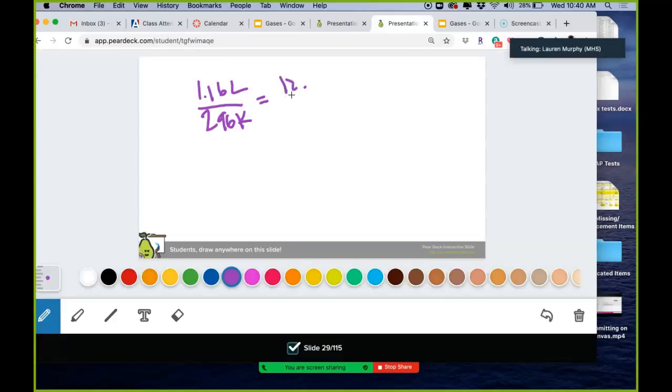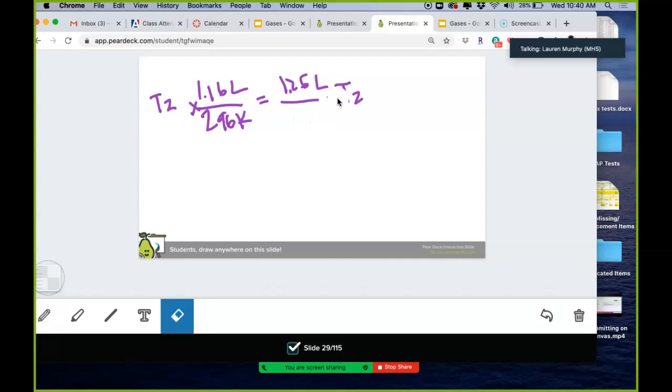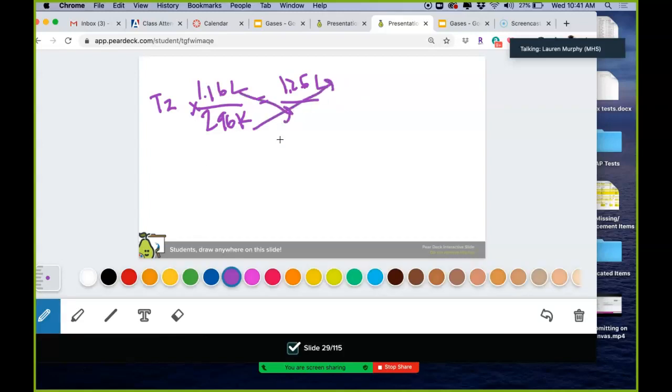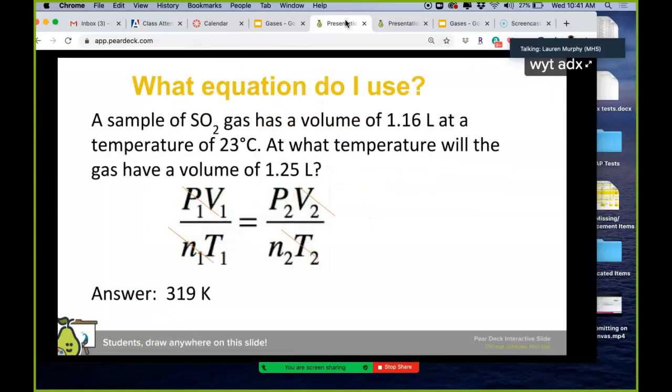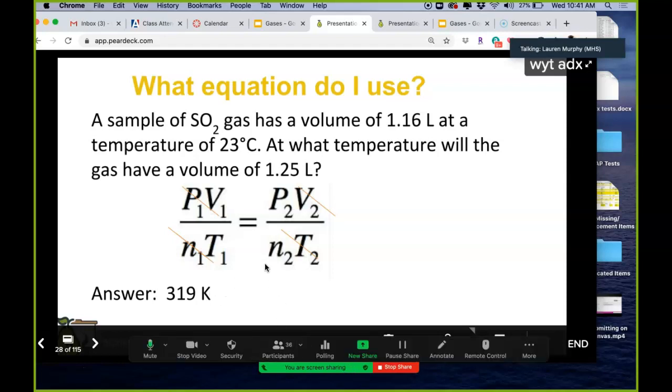So 1.25 liters over T2. Again, a variable in the denominator. Multiply both sides so you can get the variable out of the denominator. So this cancels, and the 1.16 comes down here, and the 296 goes up here. So it ends up being 1.25 liters times 296 Kelvin divided by 1.16 liters, all equals T2. Liters cancel, and these are all 3 sig figs, so your answer is 3 sig figs, and you get 319 Kelvin. Again, if I would have asked for Celsius, you would have just taken this number and subtracted 273.